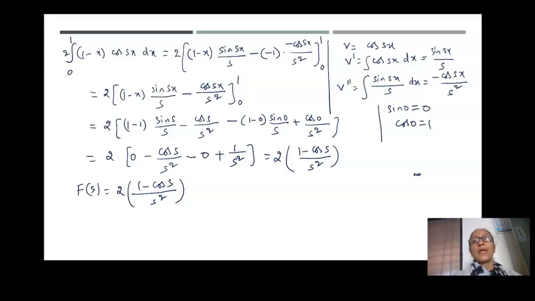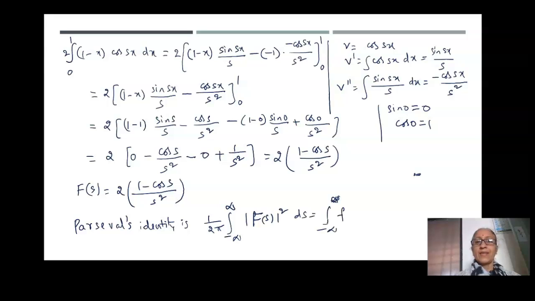Now we have to apply Parseval's identity to evaluate the integral. There are many forms of Parseval's identity, so to choose the form, first observe the integral to be evaluated. In that integral you can observe square terms, sine square terms. That's why we consider the Parseval's identity which has square terms. Parseval's identity is 1 by 2 pi integral minus infinity to infinity mod of Fs square ds equal to integral minus infinity to infinity fx square dx.